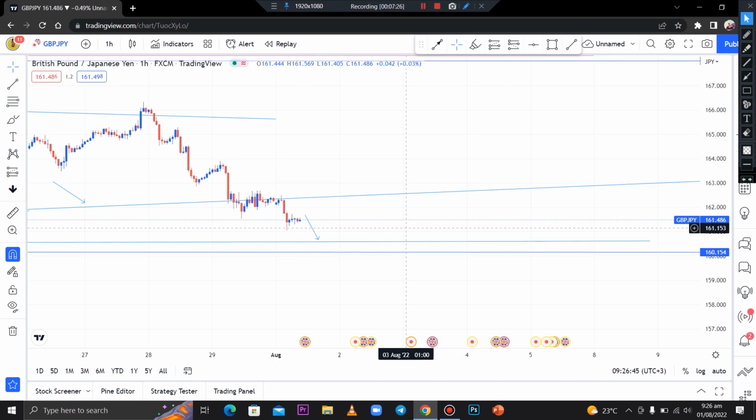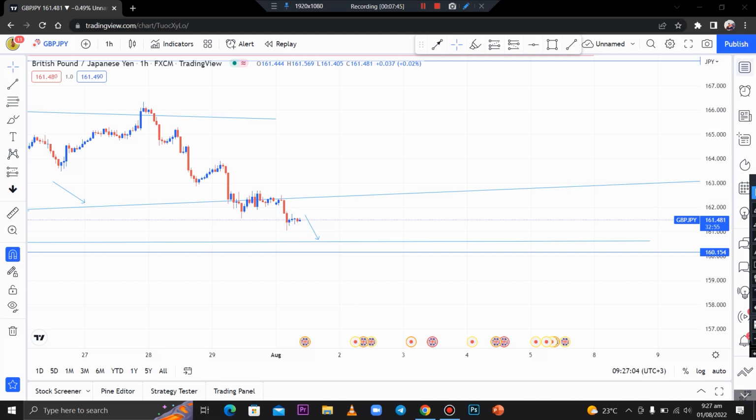And then on placing my stop loss, I would place my stop loss probably around here. Why? Because it's above a key level, a key structure. This level was being broken and it was retested, so that's why I would place my stop loss there, and that would be a safer region.